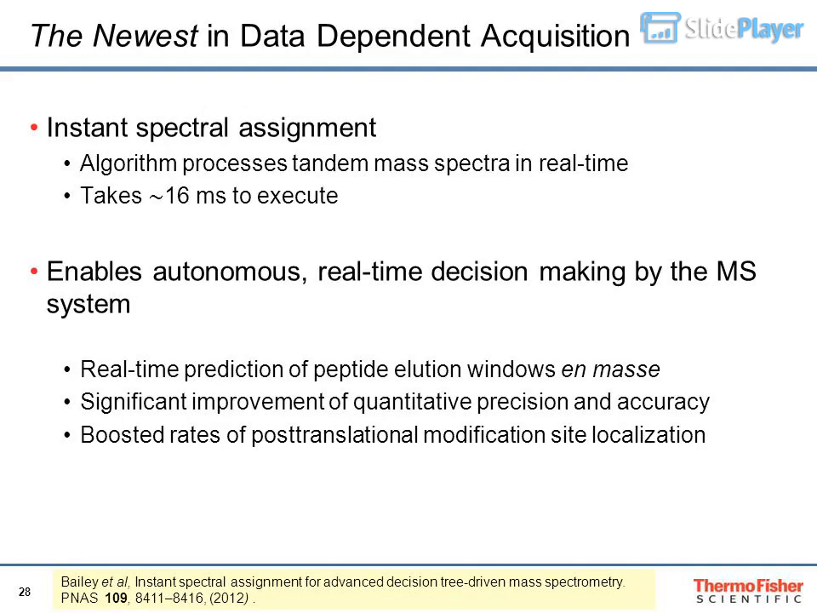The newest in data-dependent acquisition. Instant spectral assignment. The algorithm processes tandem mass spectra in real time and takes 16 ms to execute. It enables autonomous, real-time decision-making by the MS system. Real-time prediction of peptide elution windows en masse. Significant improvement of quantitative precision and accuracy. Boosted rates of post-translational modification site localization.